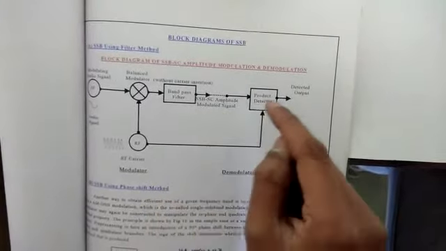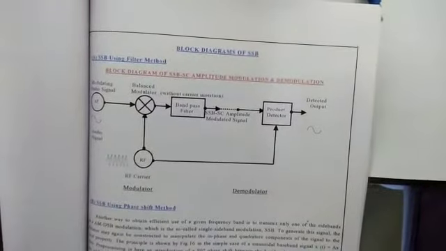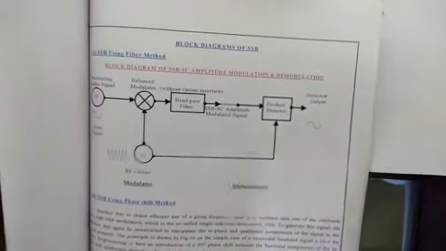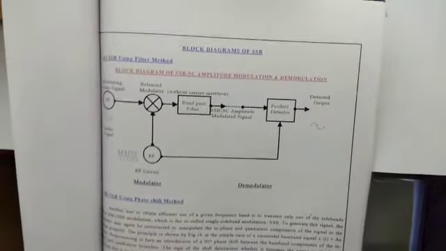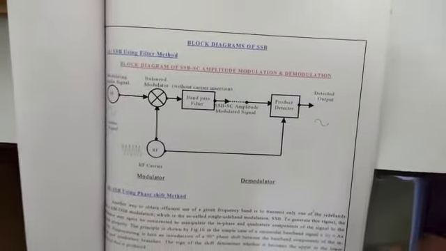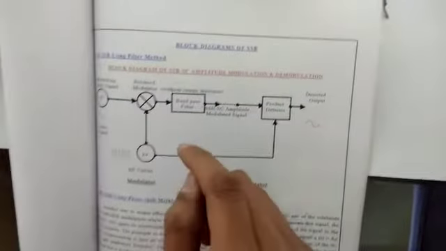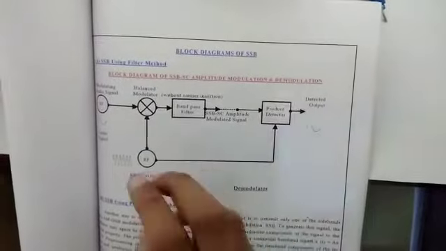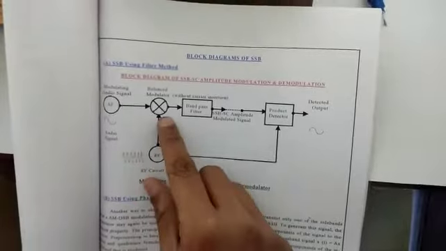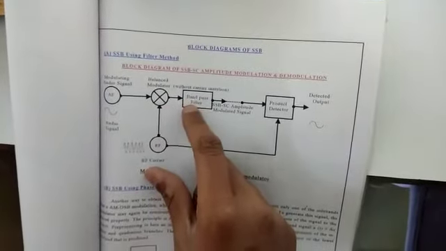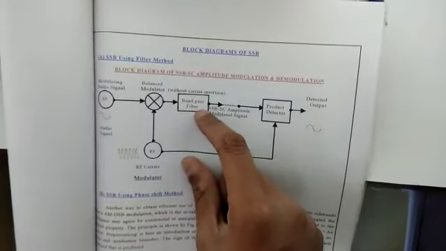Then we will be feeding this output of the balance modulator to the band pass filter. The basic idea of SSB is to suppress one of the sidebands. To suppress that, the sidebands are separated at different frequencies. That is, one is FC minus FM, that is LSB, and the other is FC plus FM, that is USB. To suppress one sideband we have to use a filter, and we are using a band pass filter. So we are going to give the output of the balance modulator, that is the DSBSC signal, to the band pass filter, and we will be suppressing the certain sideband.